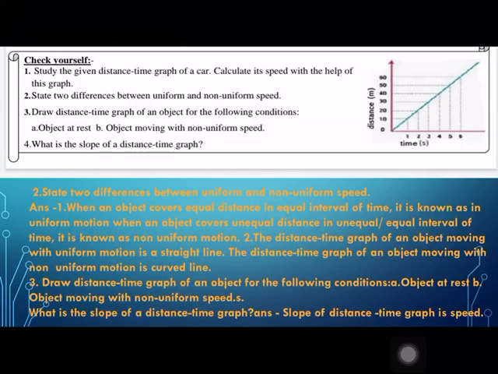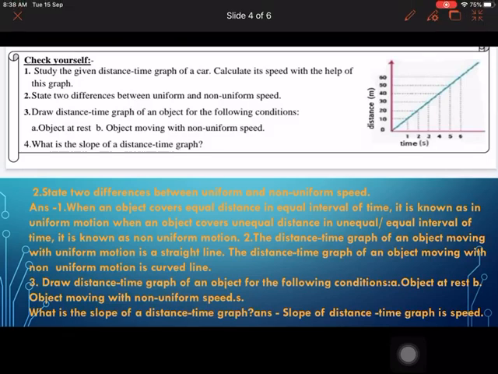Let's see question number 2 and 4. First is: state two differences between uniform and non-uniform motion. When an object covers equal distance in equal intervals of time, it is known as uniform motion, and when an object covers unequal distance in unequal intervals of time, it is known as non-uniform motion. This is the first point of difference. Second, the distance time graph of an object moving with uniform motion is a straight line, and the distance time graph of an object moving with non-uniform motion is a curved line. This is the second difference. Two differences you have to write. And what does the slope of a distance time graph give? The slope of a distance time graph gives you speed.